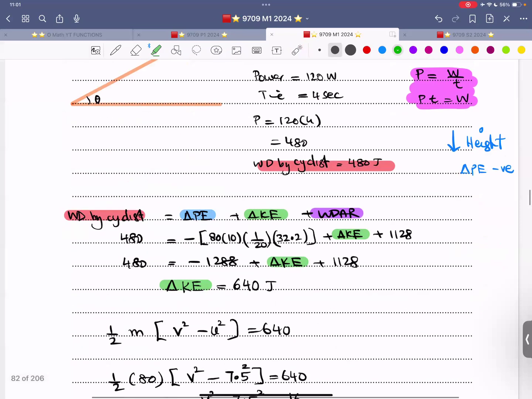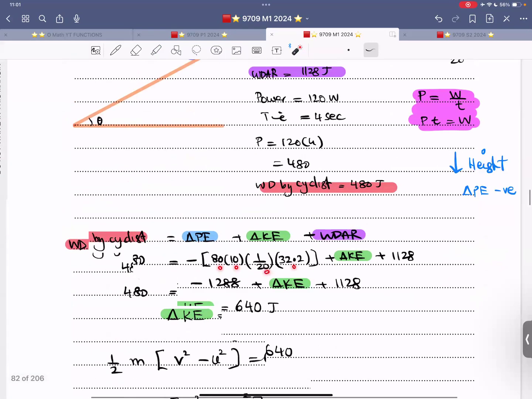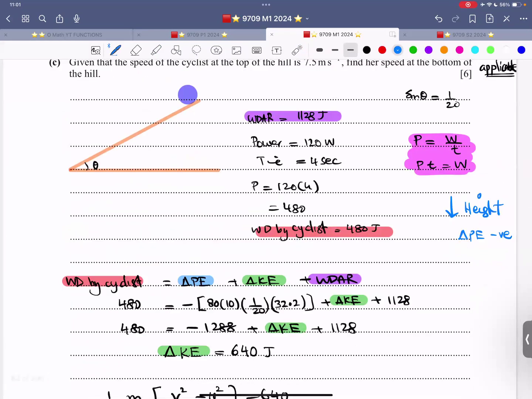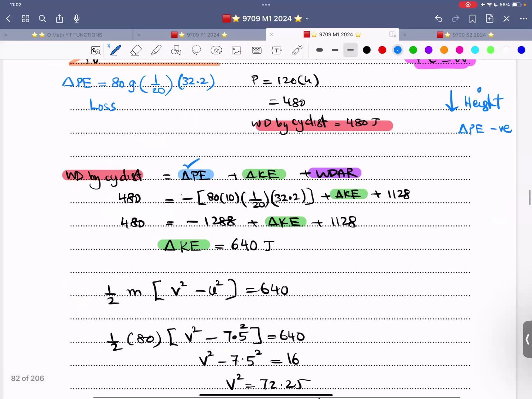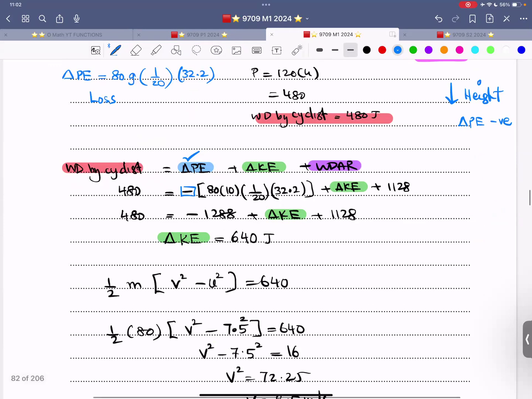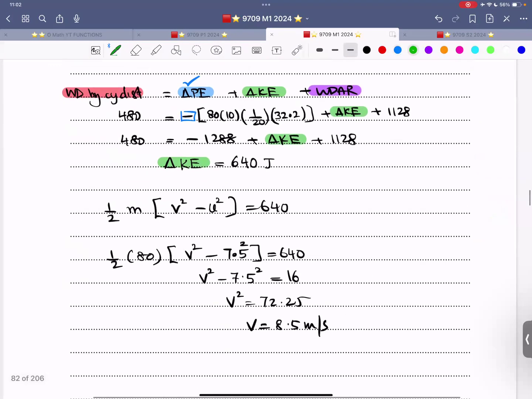Now look over here. What is the change in potential? That is mg sine theta into distance along the plane. Let me also write it over here. So the change in potential energy is m, which is 80, into g into sine theta into distance along the plane, that is 32.2. This thing goes in this place. And yes, there is a negative sign over here. Now, when I put everything in its place, I find change in kinetic energy, which is 640.